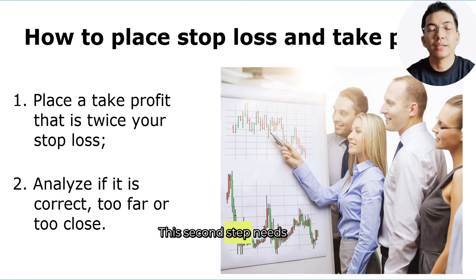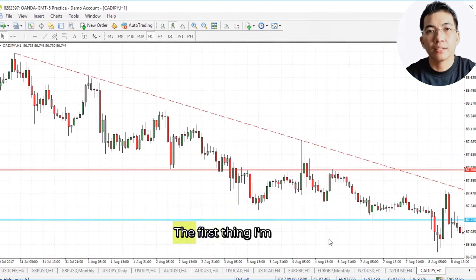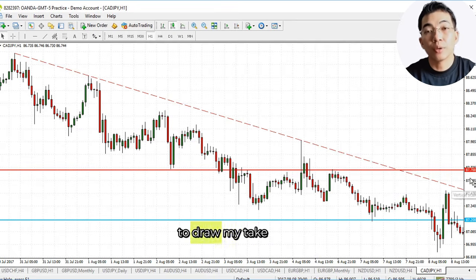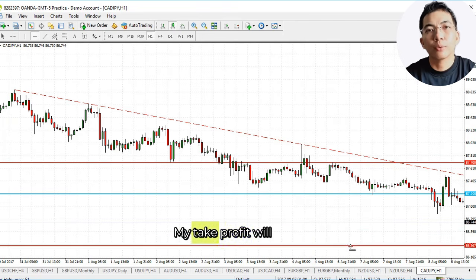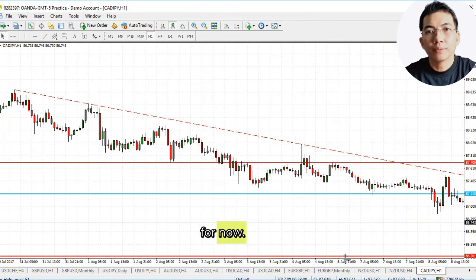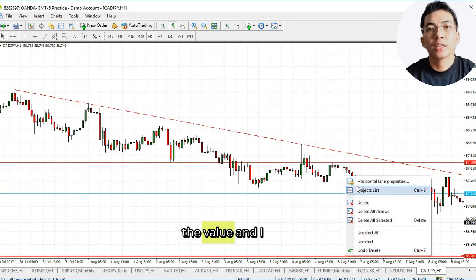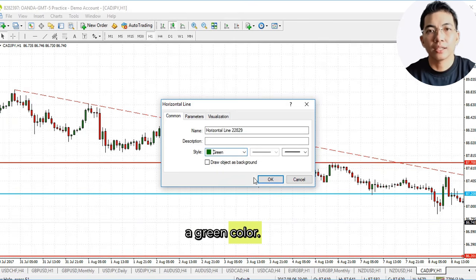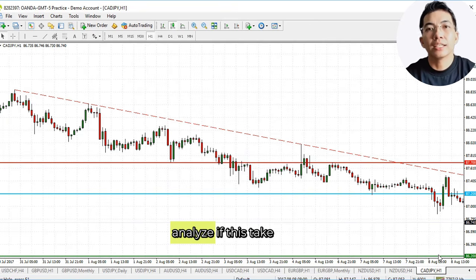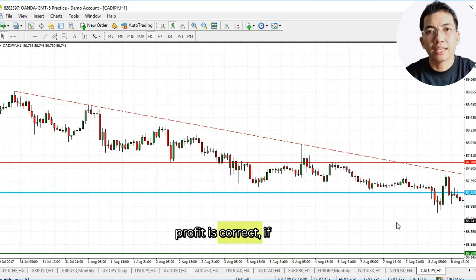This second step needs further explanations, so I'm going to open again the previous chart on the MetaTrader. The first thing I'm going to do is to draw my take profit line. So my stop loss is 50 pips, my take profit will be 100 pips for now. I want to change the value and I also want to change the color because this is my take profit line, so I want a green color. Okay, I need to analyze if this take profit is correct, if it is too far or too close.